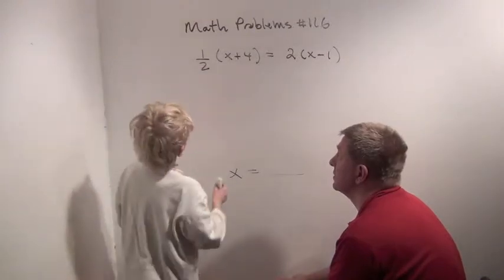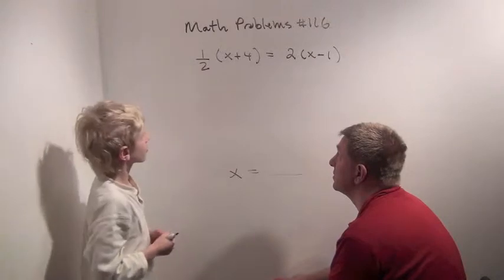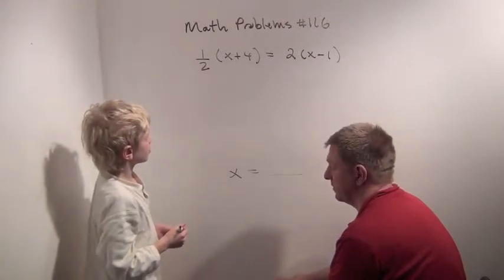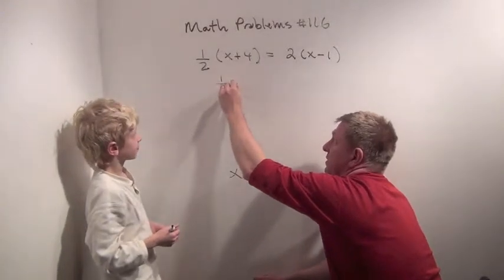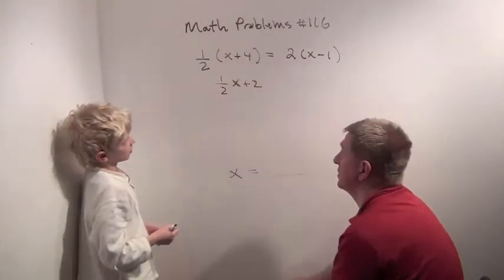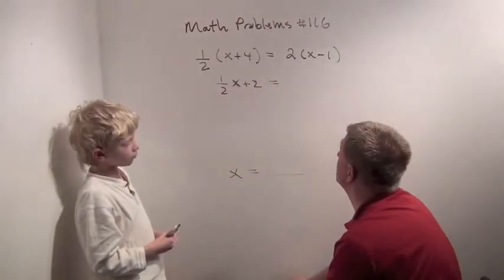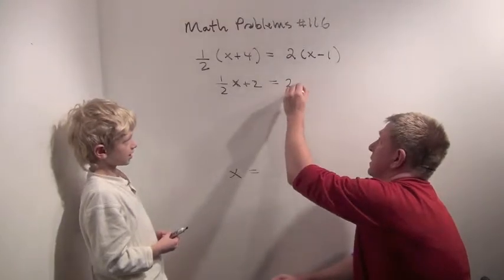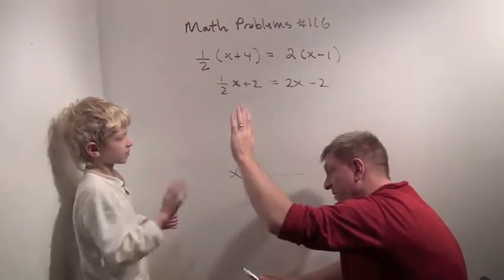So the one half times (x plus 4) is going to be, I think, 1/2 x plus 2. Very good. Okay, good job. And then the other is going to be 2x minus 2. High five. Good job.